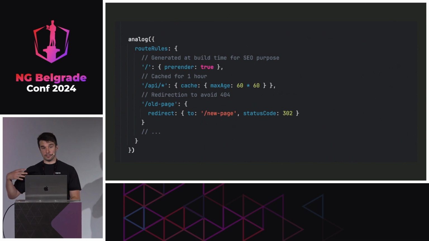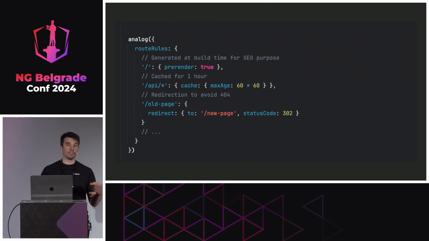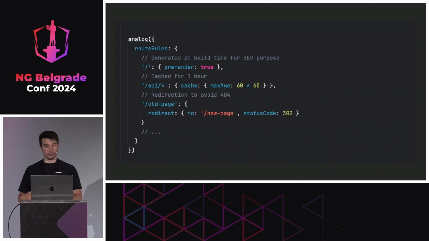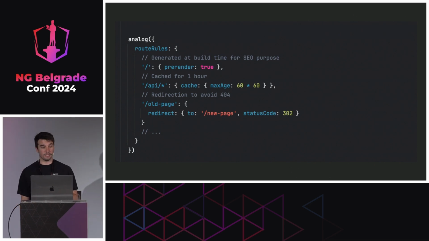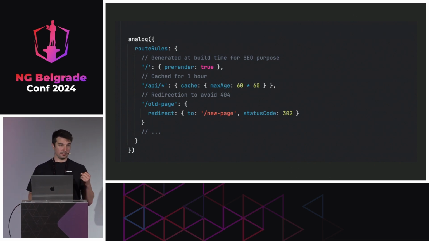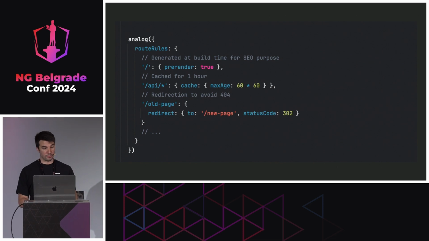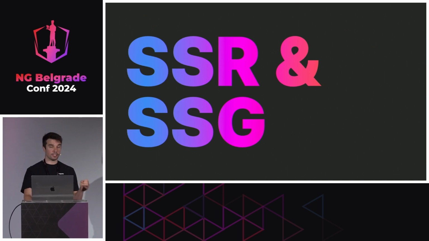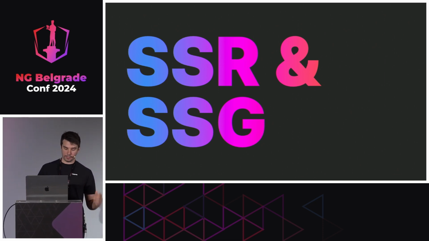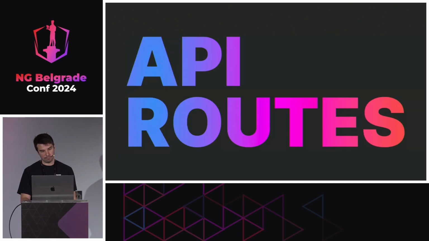And then it even goes further, because you can cache different routes at a different level. It also supports stuff like stale-while-revalidate. All of that is given to you and exposed to you through Analog. So again, with Analog and Nitro, you get access to next level server-side rendering and static site generation with Angular.